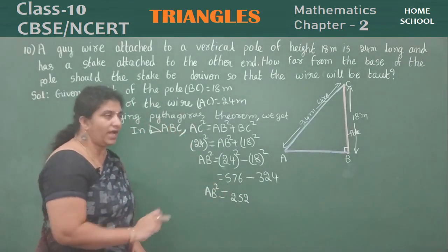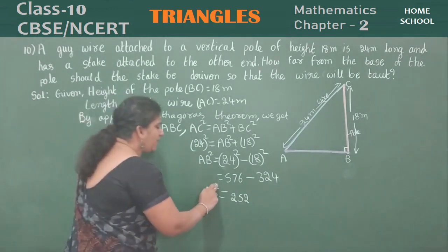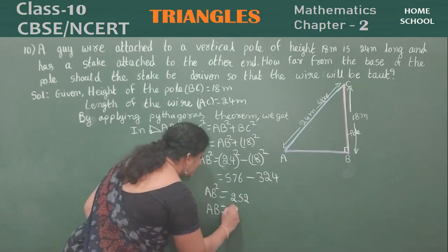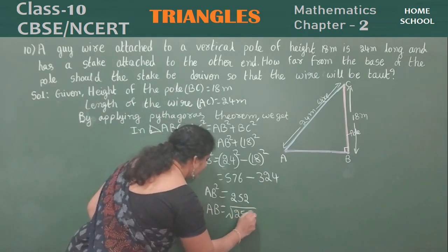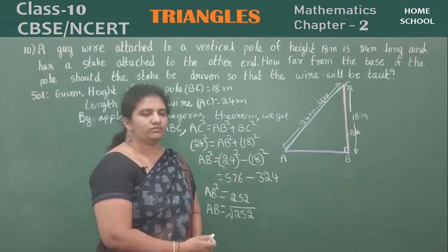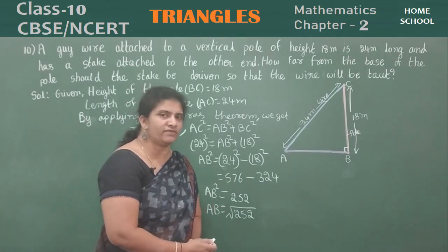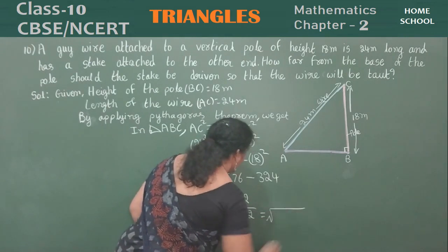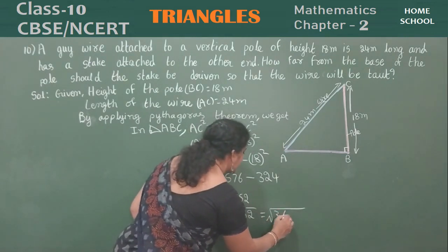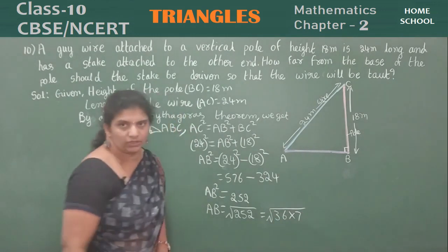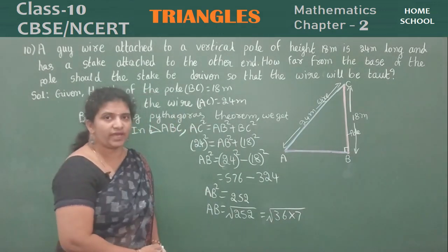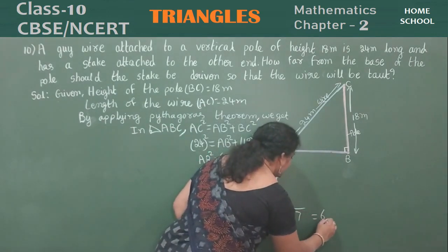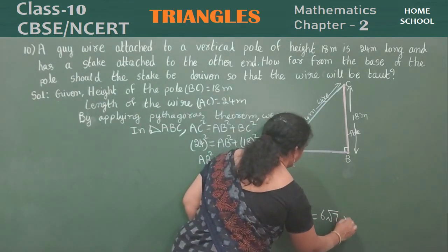I don't want AB square, so apply square root. Square root of 252. Is this a multiple of any perfect square? You need to check here. That will be square root of 36 times 7, which is 252. 36 is a perfect square, so bring that perfect square outside. It will be 6 root 7 meters.